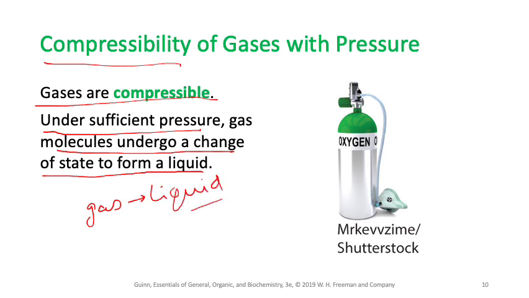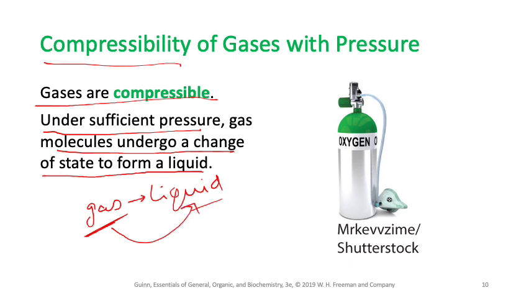Because what happens when you apply pressure? If you apply pressure, the volume of the gas is going to get smaller because you are providing a lot of pressure, and under this pressure the gas is going to convert into a liquid. So that's why gases are compressible.